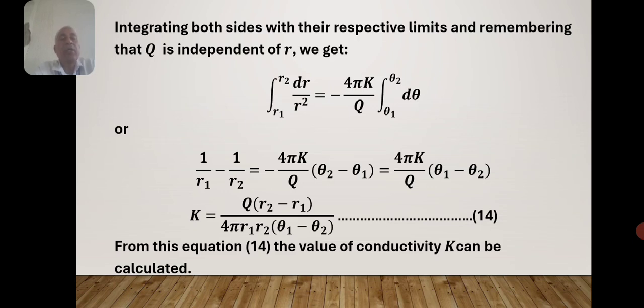After integrating the above equation, putting the limit values and rearranging, we get 4 pi K upon Q into theta 1 minus theta 2. Now rearranging the above equation for the value of K, this can be written as K equals Q into r2 minus r1 upon 4 pi r1 r2 into the bracket theta 1 minus theta 2. This is equation number 14. From this equation, the value of conductivity K can be calculated.